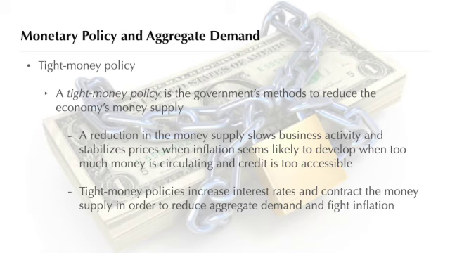In contrast to an easy money policy, a tight money policy slows business activity and helps stabilize prices. The Fed may determine that inflation is likely to develop because too much money is circulating and credit is too accessible. To restrict or contract the money supply and thus limit credit, the Fed adopts a tight money policy. A tight money policy is characterized by higher interest rates and a contraction of the money supply, both of which are designed to reduce aggregate demand.